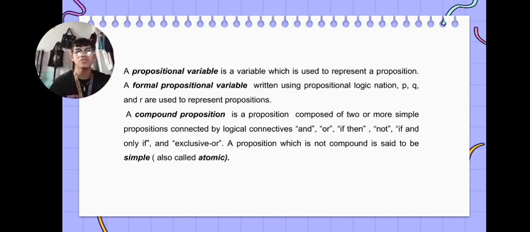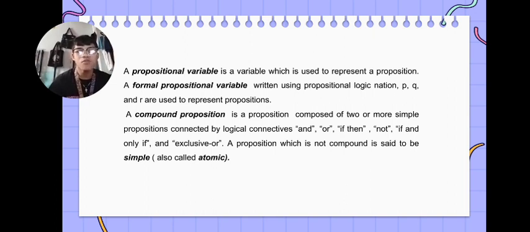Next is the propositional variable. It is a variable which is used to represent a proposition. In formal propositional logic notation, P, Q, and R are used to represent propositions.